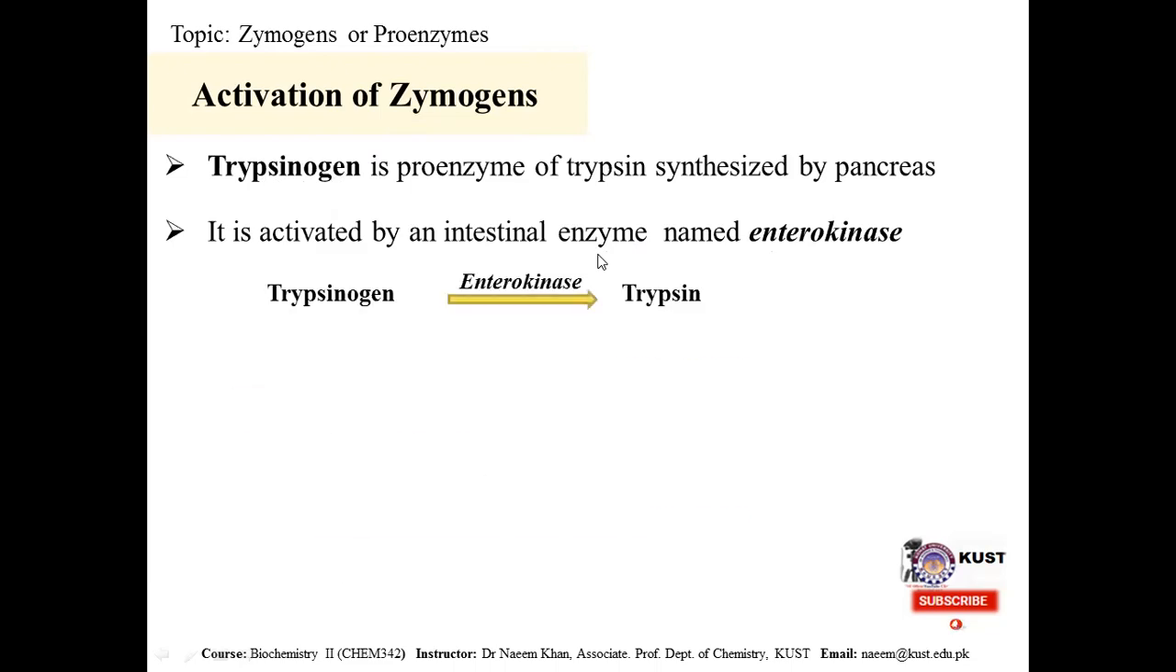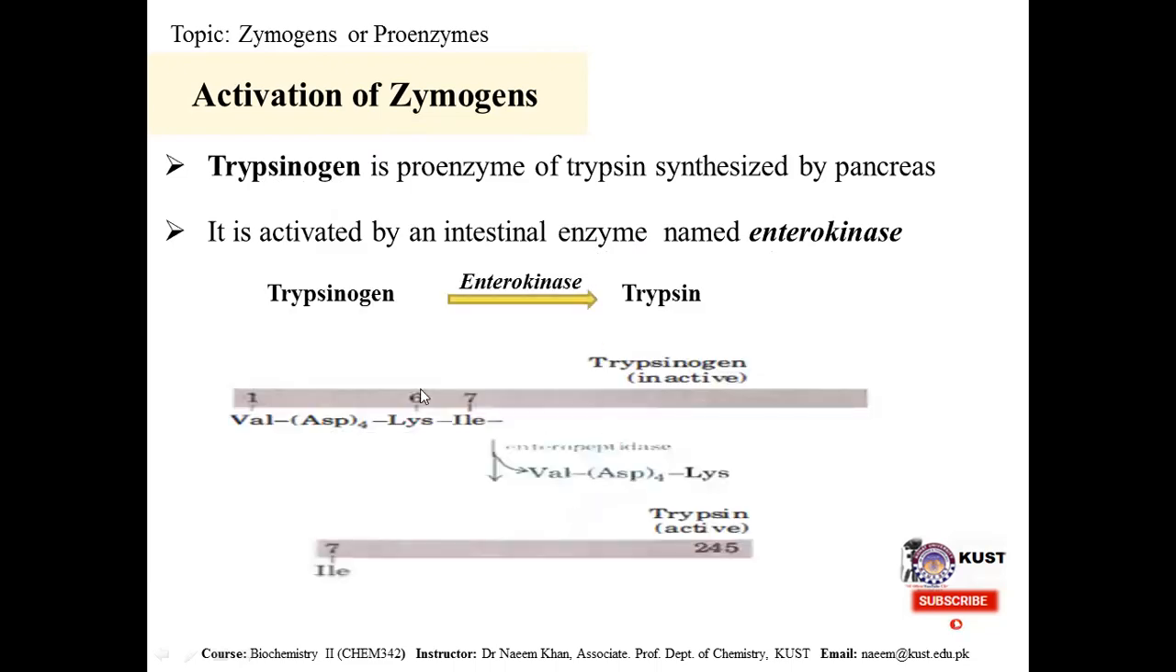How? Like this. Look at this. Enterokinase is converting trypsinogen into trypsin, and here we can see we have a chain from the N-terminal. We have valine linked to 4 aspartic acid residues. Here 4 is written, so this is 5, 6 is lysine and 7 is isoleucine.